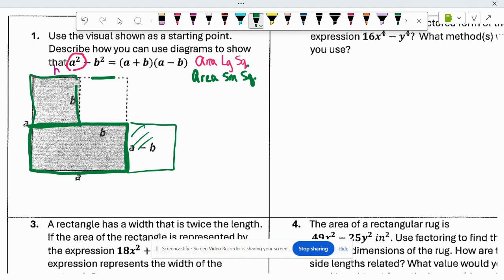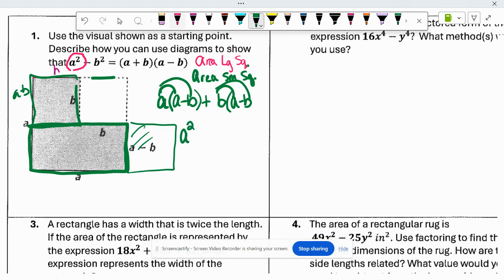Okay, so here's the way I want you to think about this. We found the area of the first one, which was A times A minus B, plus the area of the second one, which is really B times A minus B. This is B times A minus B. When we do this whole little distributing thing, what is A times A?